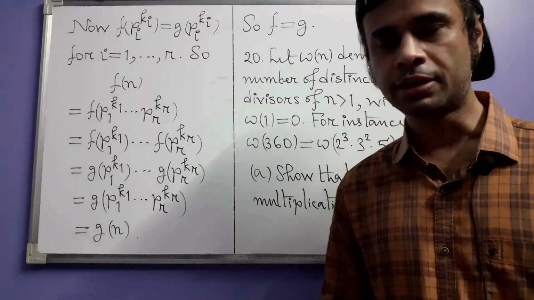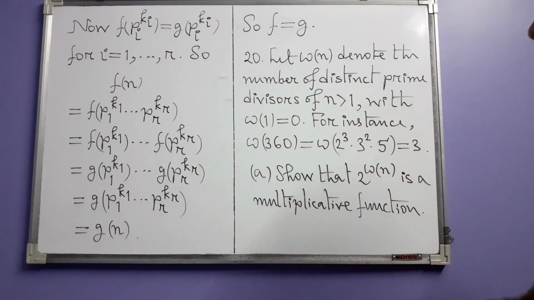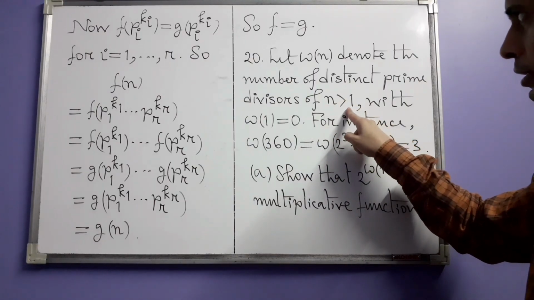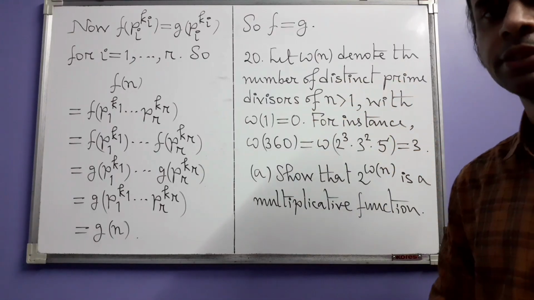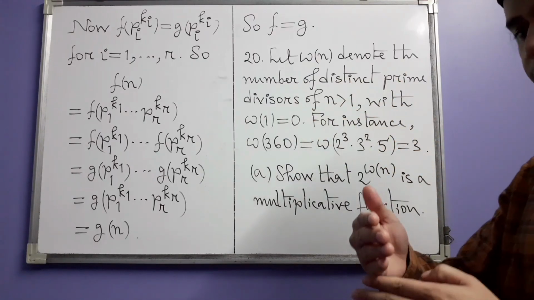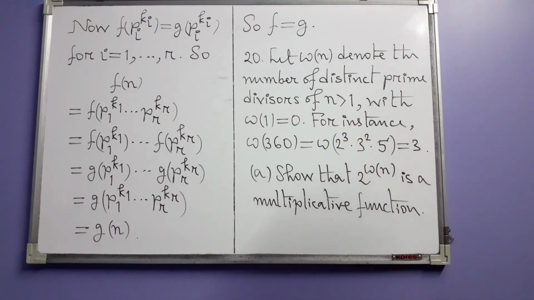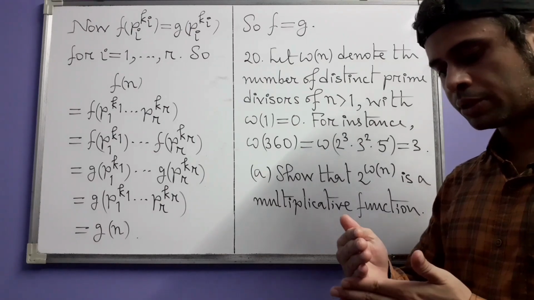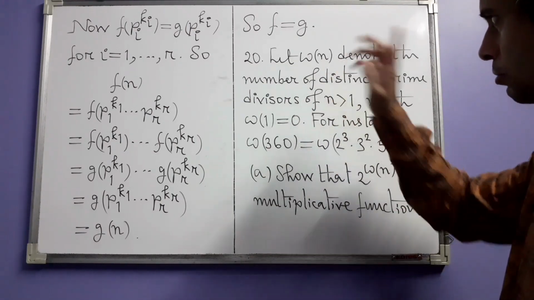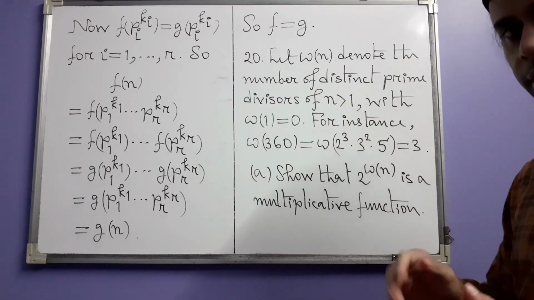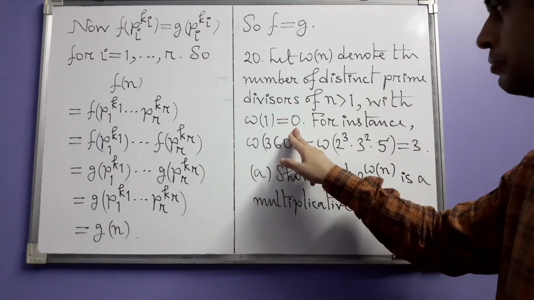Next we have this number 20. Here we have a new function omega of n. For a positive integer n greater than 1, omega of n denotes the number of distinct prime divisors of n. When you factorize n, because this type of numbers have factorization by the fundamental theorem of arithmetic, the number of distinct primes that appear in that factorization, that number is omega of n. And along with that, omega of 1 has also been defined to be equal to 0.